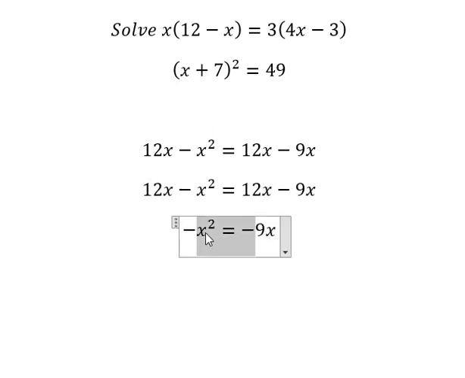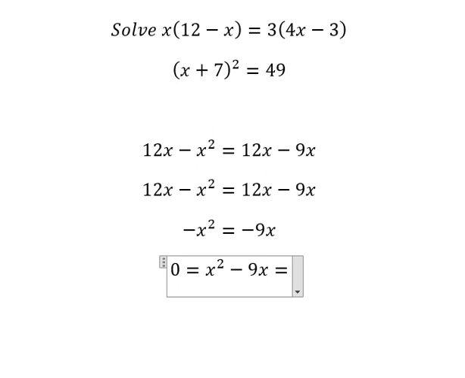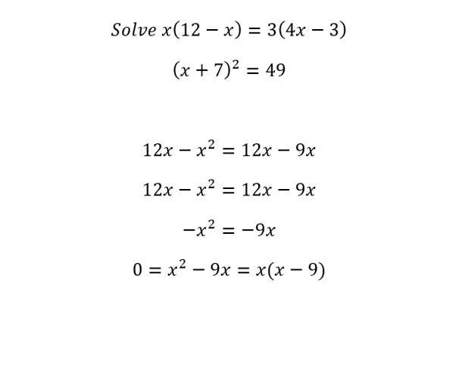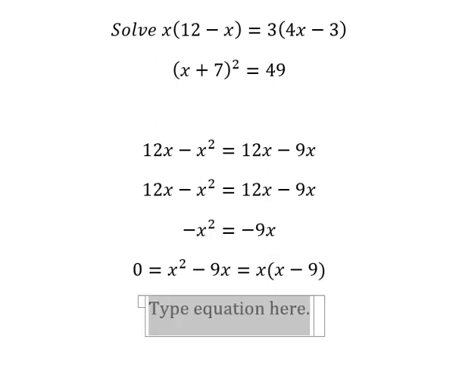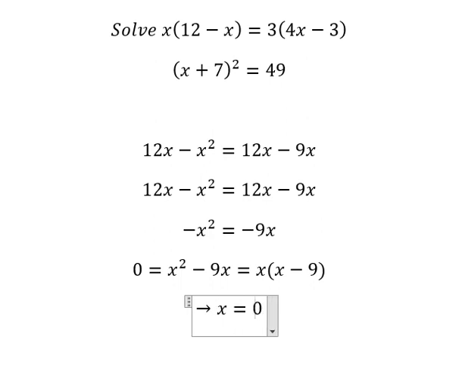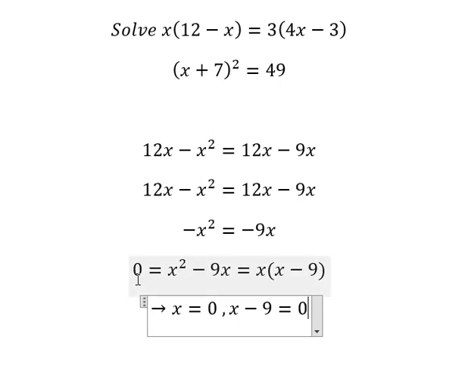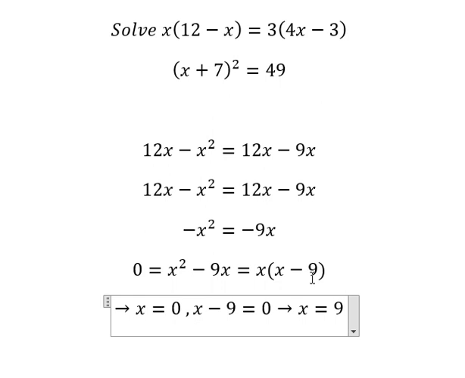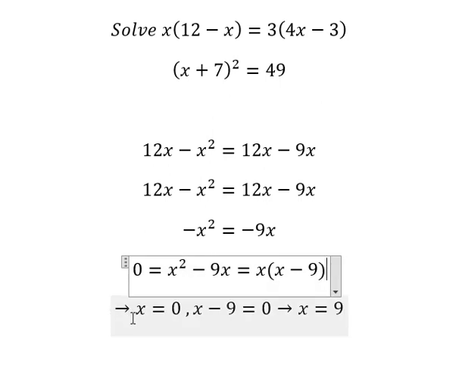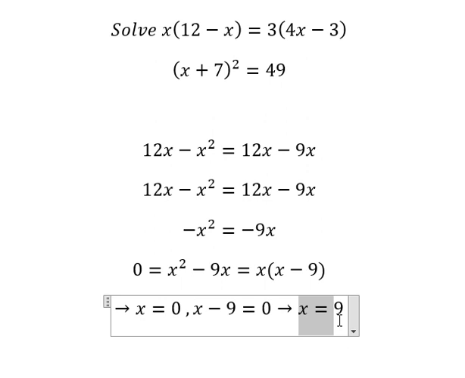Next, I will put this one to the right, and we have it like this. This one we can factorize by x. And now we have two solutions. The first one is x equal to number 0, and the second one is x minus number 9 equals to number 0. And this one we have x equals to number 9. So we have two solutions, the first one and the second one.